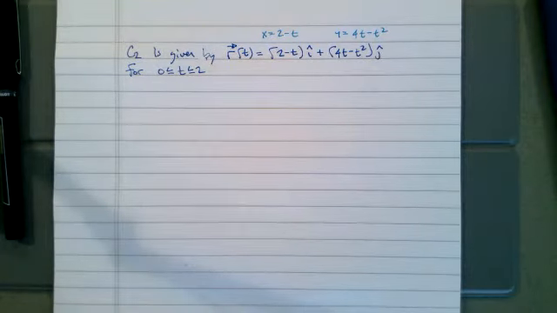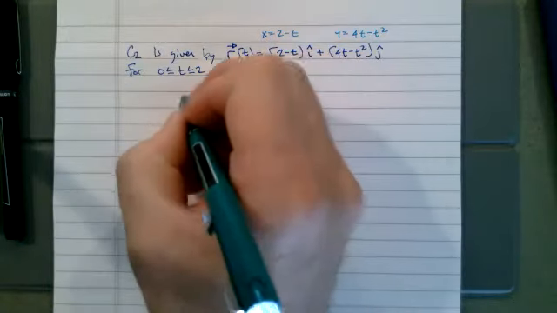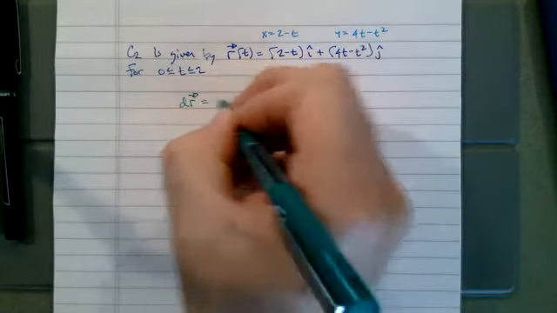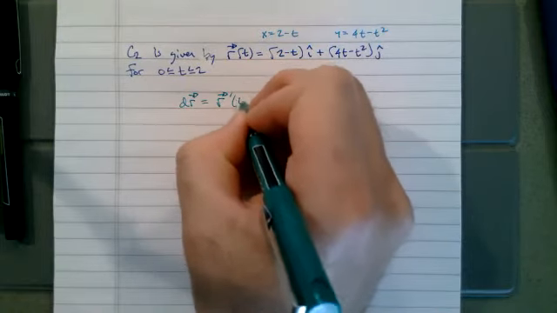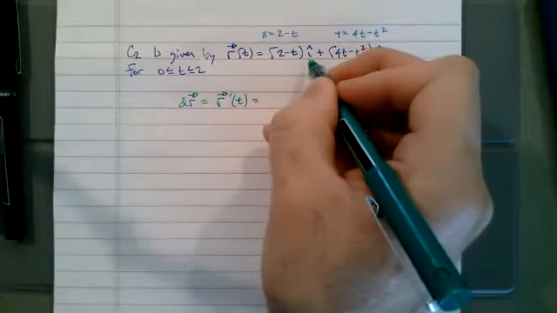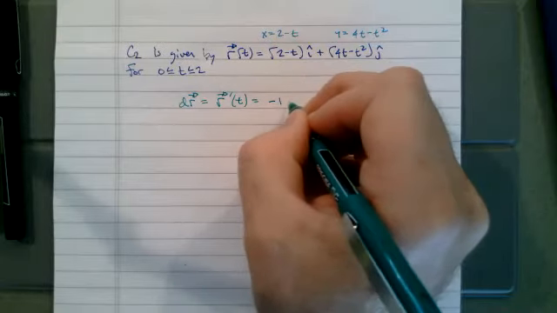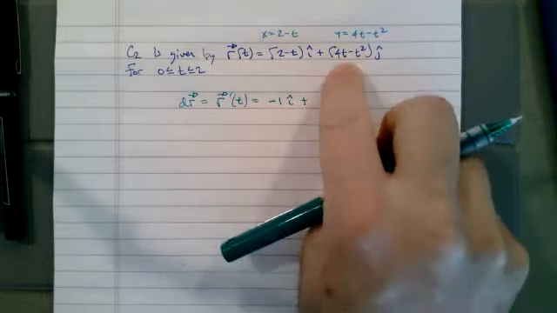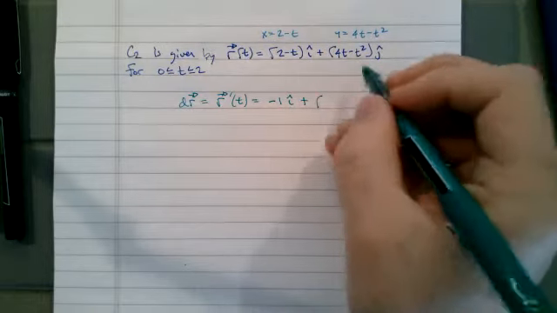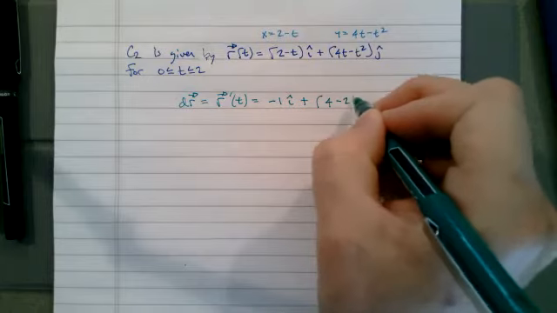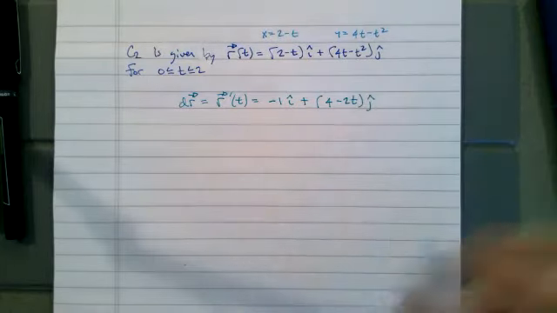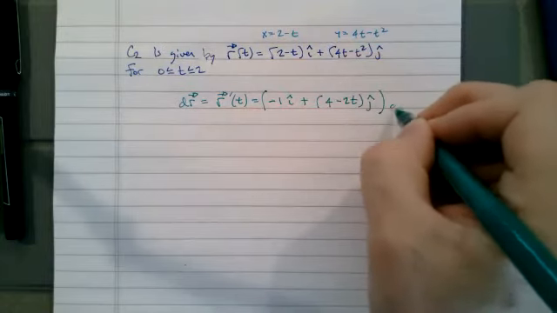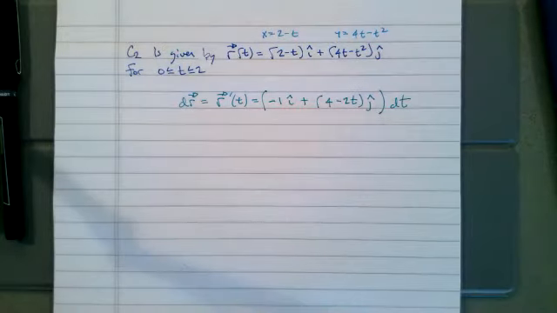We also need the dr parts. So the dr is going to be the r prime of t. The derivative of 2 minus t with respect to t is going to be -1 times i. And the derivative of 4t minus t squared is going to be 4 minus 2t j. And then all this dt. Just take the derivative of each of the terms. And now we're ready to start putting things together into the line integral.